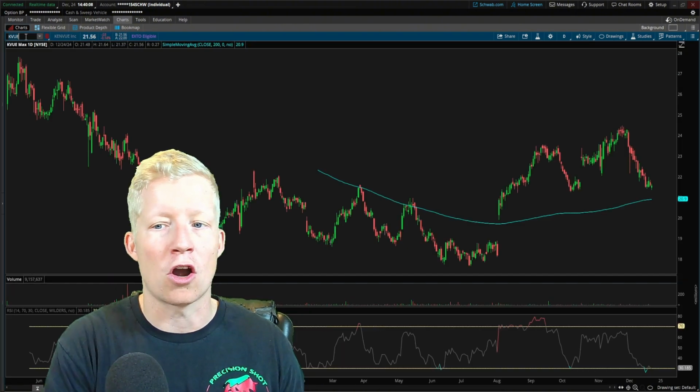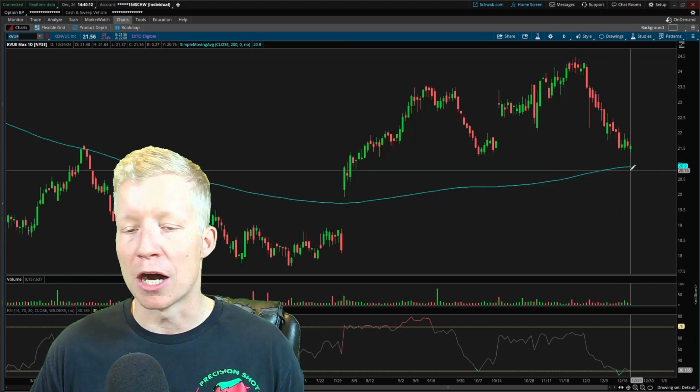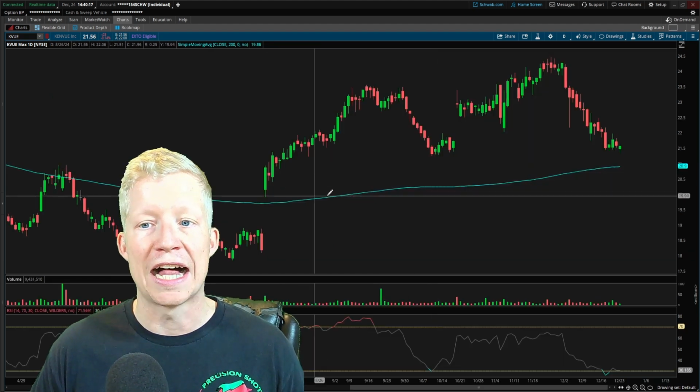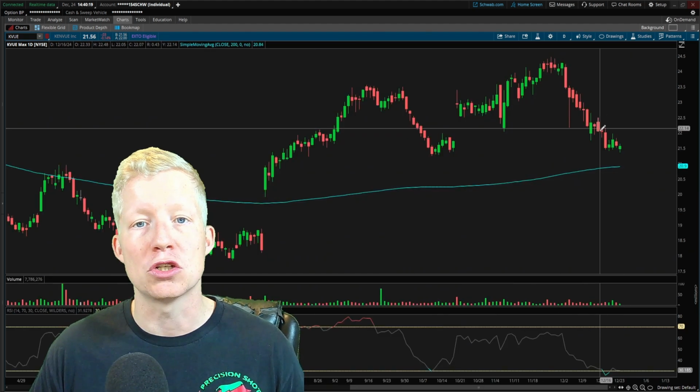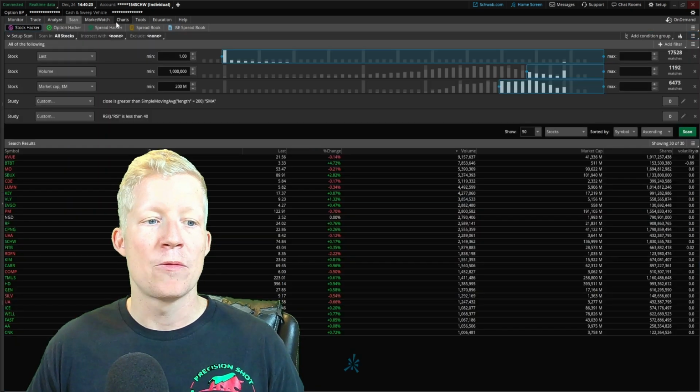The first stock on our list is KVUE. This is a stock that is trading above its 200 simple moving average, has been on a pretty strong little bounce over the last few months. However, it's on a pretty good sized dip right now, and the RSI value is currently at 30.